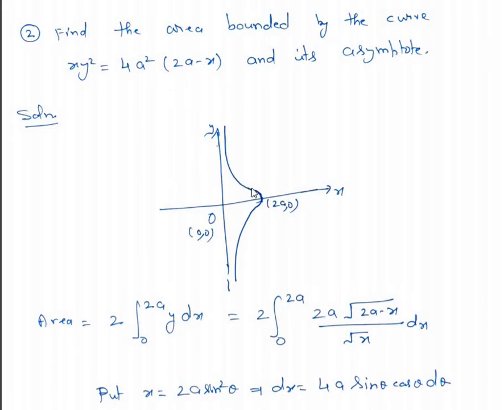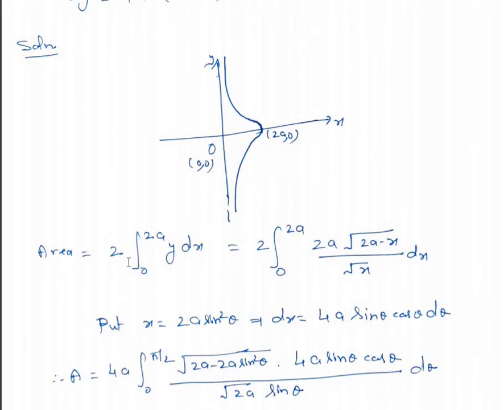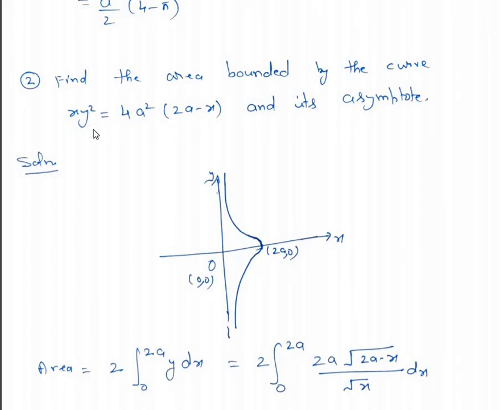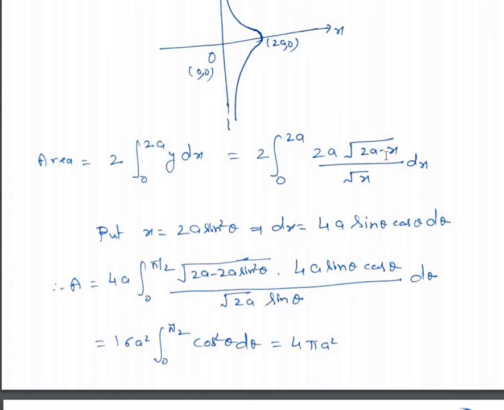And if you trace this curve, the shape of the curve will be like this. So we have to find the area between the curve and its asymptote. So again we will find the area of the upper portion and then multiply it by 2. So the required area is 2 times the integral from 0 to 2a of y dx. Substitute the value of y from here, which is 2a root of (2a − x) upon root of x, dx. Now to integrate it, we substitute x = 2a sin² θ, which implies that dx = 4a sin θ cos θ dθ.